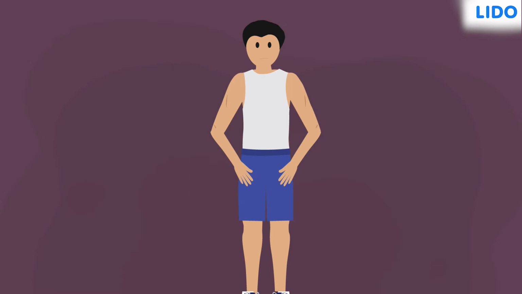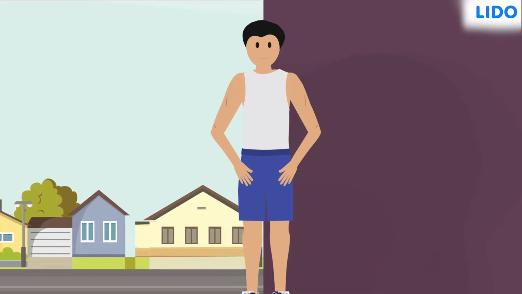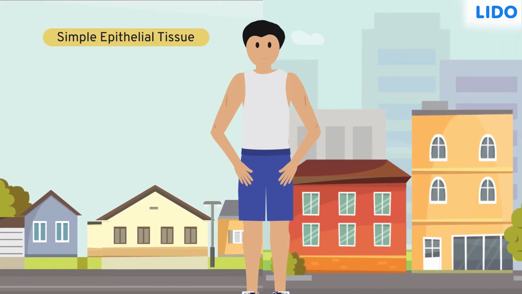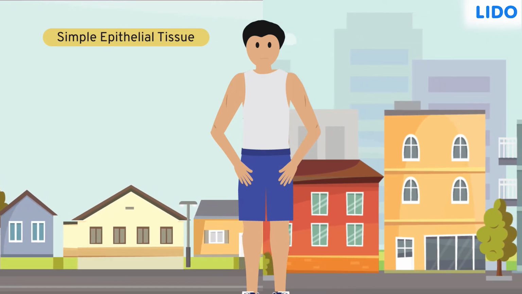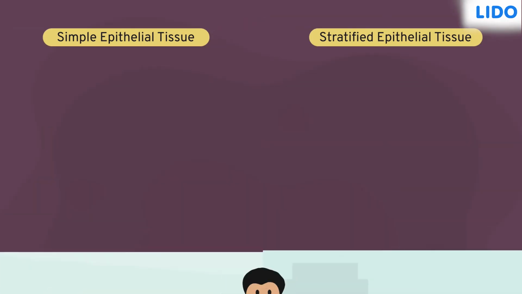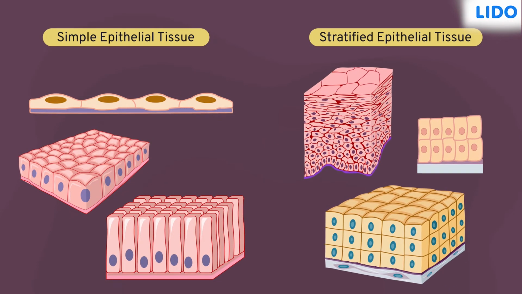Seeing these houses, Roshan instantly related the one-story row houses with the single-layered simple epithelial tissue and the multi-story building with the multi-layered stratified epithelium tissue. Yes, that's how the epithelial tissues in animals are classified: simple epithelial tissue and stratified epithelial tissue.